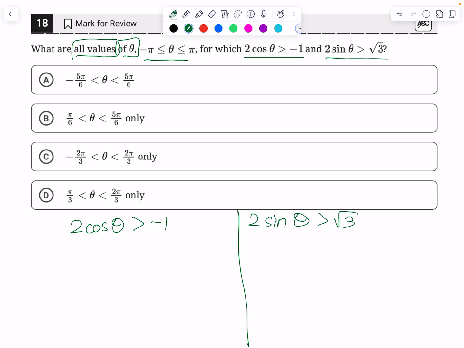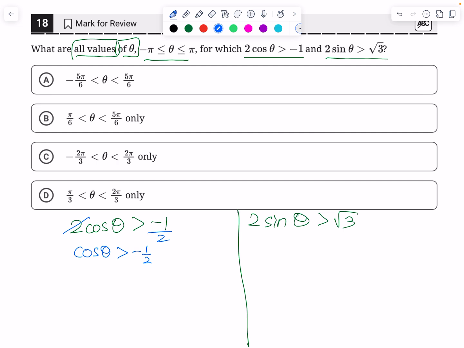So let's solve for the one on the left here. The opposite of times 2 is divided by 2, so you do it on the left and you do it to the right. So here we have cosine theta is greater than negative 1/2. So forget about the greater than symbol. Let's just pretend it's an equal sign.